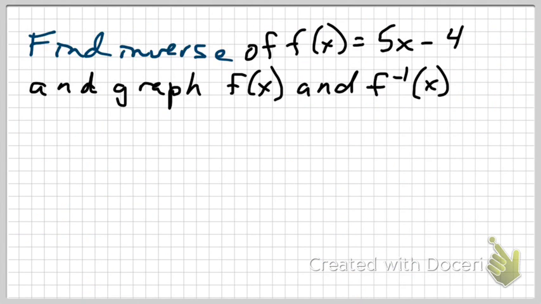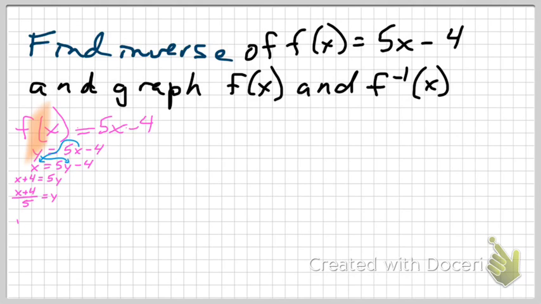All right, I want you to find the inverse of this function, and then I want you to graph it and its inverse on an xy axis. The inverse, change f of x to y, switch the variables, add the 4, divide by 5, put it in slope-intercept form. My inverse is 1/5 x plus 4/5.